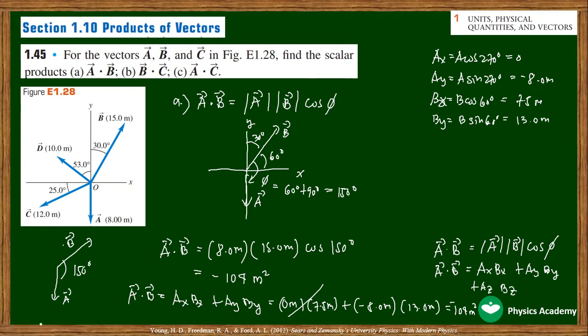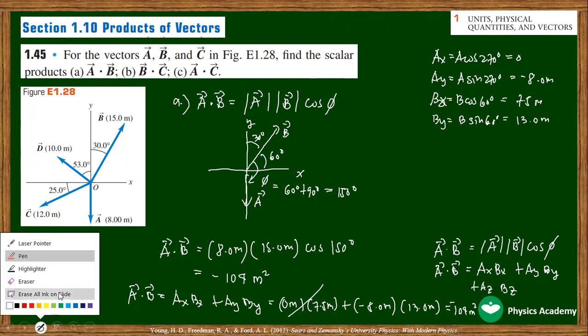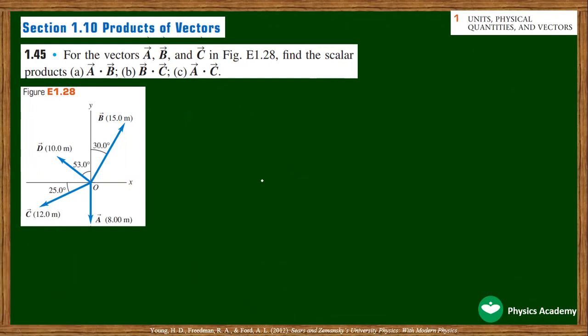Let's go now to letter B. For letter B, let's answer directly. B dot C is equal to the magnitude of B times the magnitude of C times the cosine of phi. The magnitude of B is 15 and the magnitude of C is 12. Cosine of what is the angle?